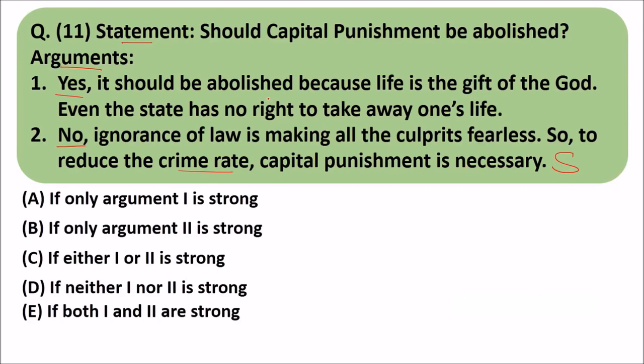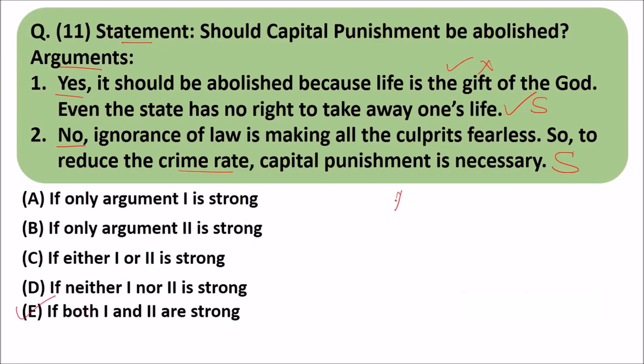Now the first argument: Yes, it should be abolished because life is the gift of God. Some people might believe in God, some might not, so we cannot decide whether this is a universal truth or not. So let's see the next sentence: even the state has no right to take away one's life. This we know for sure is a universal truth. No state has the right to take away a person's life or an individual's life. So both of them are strong. So both 1 and 2 are strong.